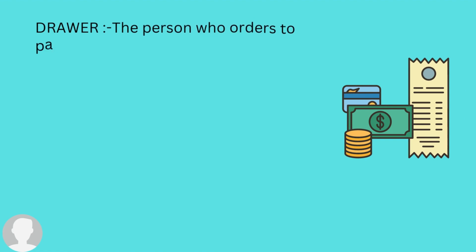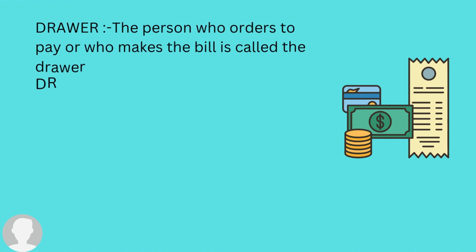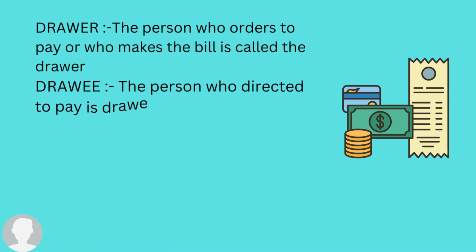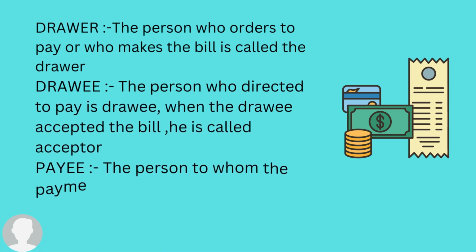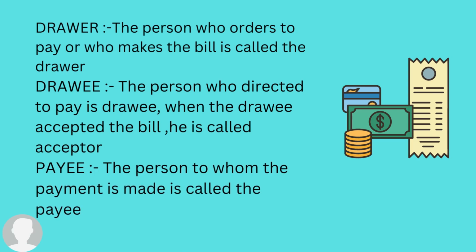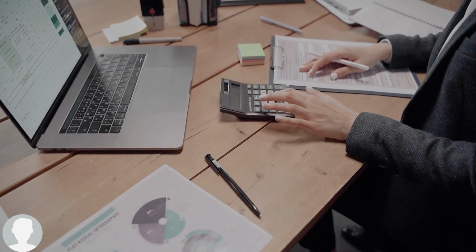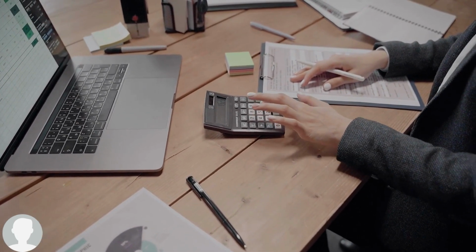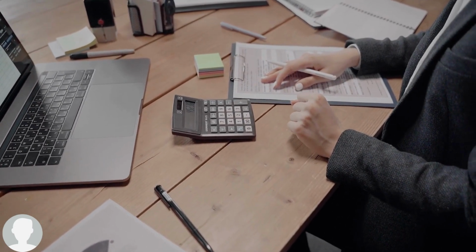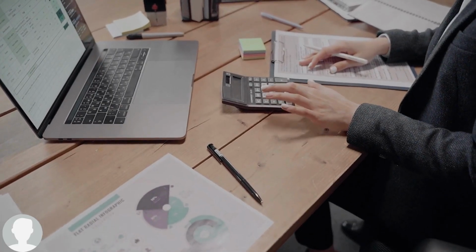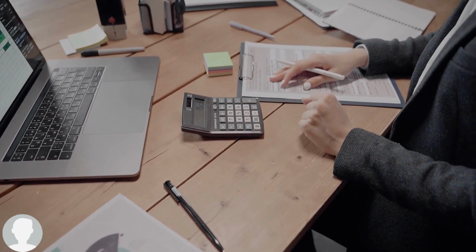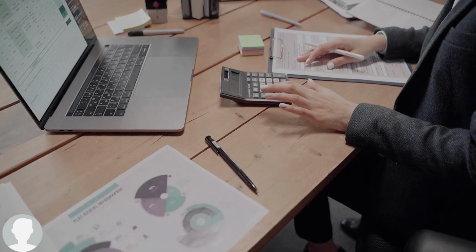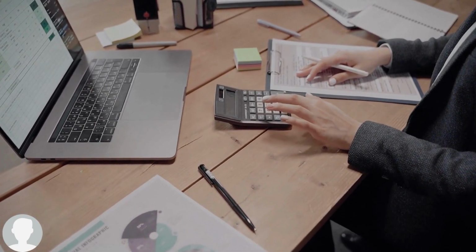Drawer: the person who orders to pay or who makes the bill is called a drawer. Drawee: the person who is directed to pay is the drawee. When the drawee accepts the bill, he is called the acceptor. Payee: the person to whom the payment is made is called a payee. Here, if the drawer has to pay some other person, he says that I have sold the goods to the person, he accepts the bill, on the date you take the money from the person to whom I have sold the goods. That is what the drawer says to the other person.